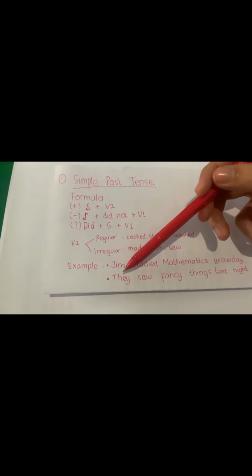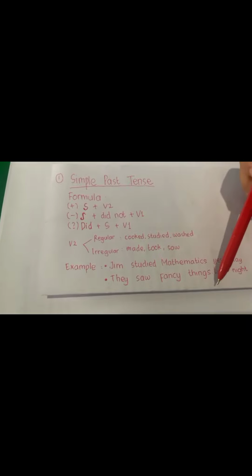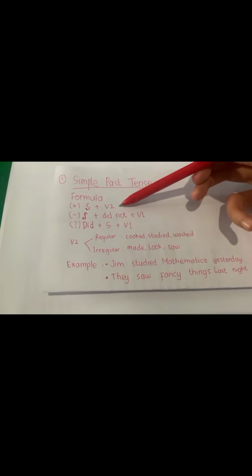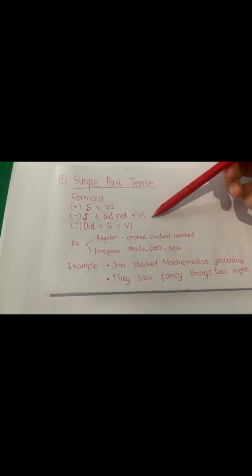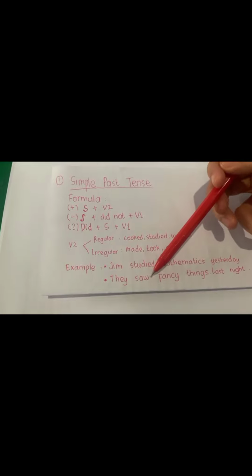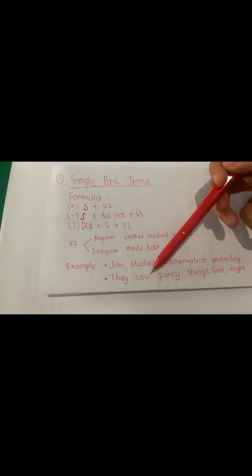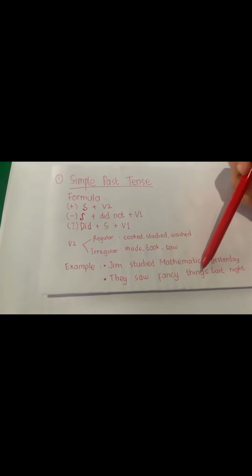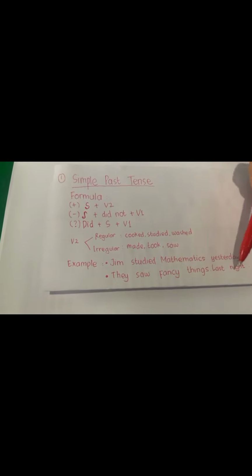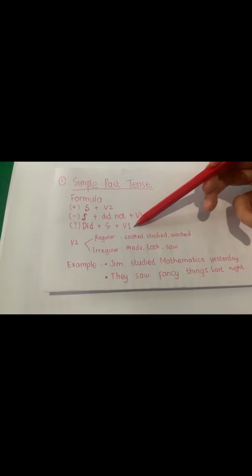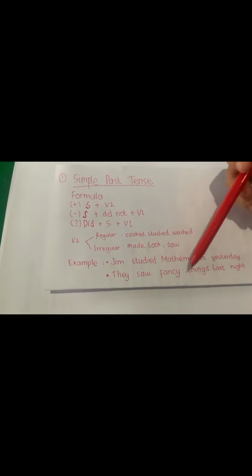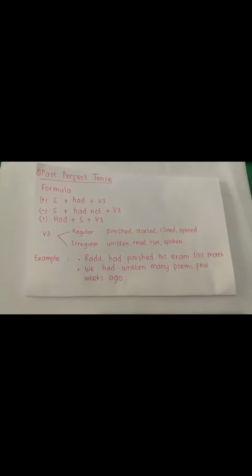And for the second sentence, they saw fancy things last night. So based on the formula, it is the positive form. When we change into the negative form, it becomes they did not see. The saw is changed, becomes see fancy things last night. So, they did not see fancy things last night. And the interrogative sentence is did they see fancy things last night?